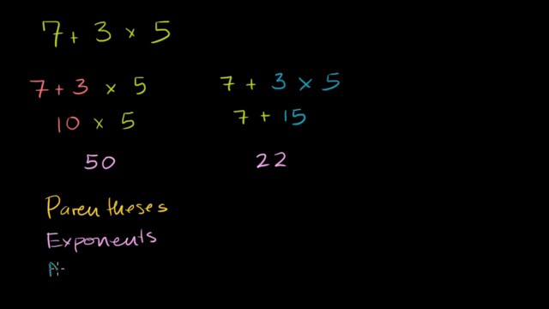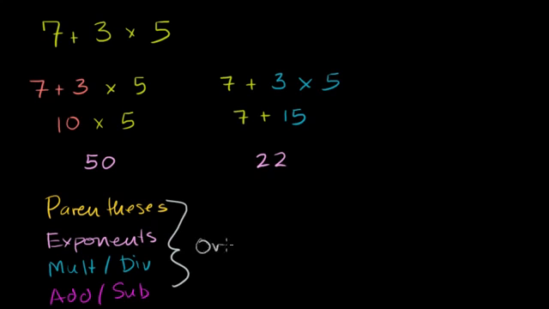So you don't really have to worry about them for this video. Then you do multiplication and division next. They kind of have the same level of priority. And then finally, you do addition and subtraction. So this right here is the agreed upon order of operations. And if we follow this order of operations, we should always get to the same answer for a given statement.